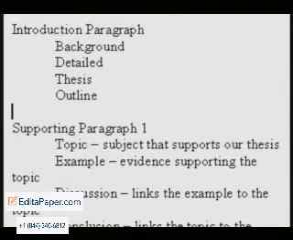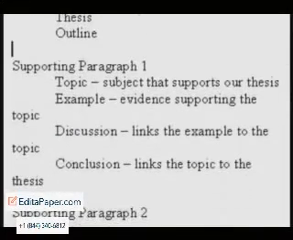Okay, so we have the introduction paragraph, which has a number of sentences that have specific jobs, and they basically outline the main idea of our essay. What is it that we're going to talk about? Then we come to our first supporting paragraph. Now this topic here should be found in the outline sentence up here.